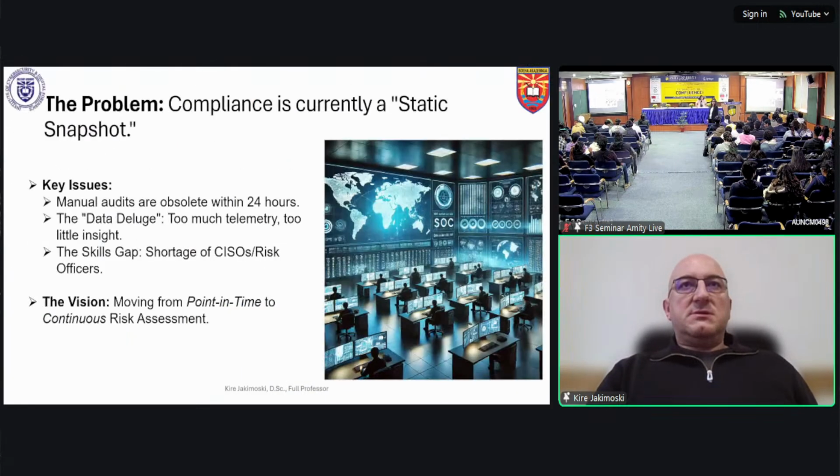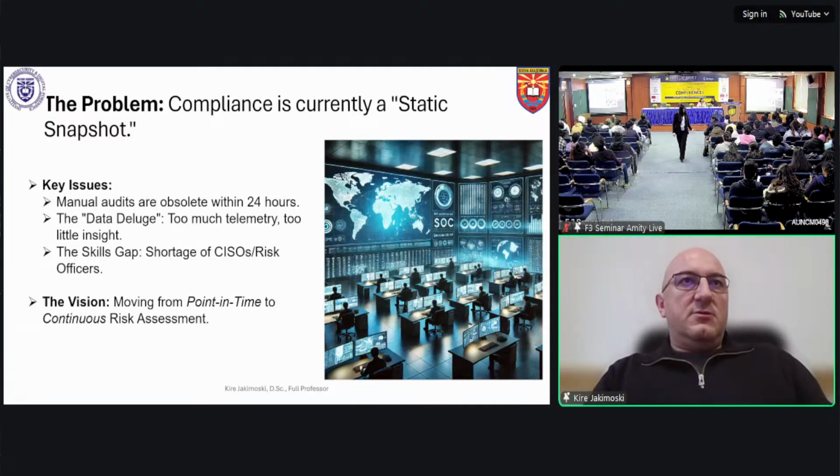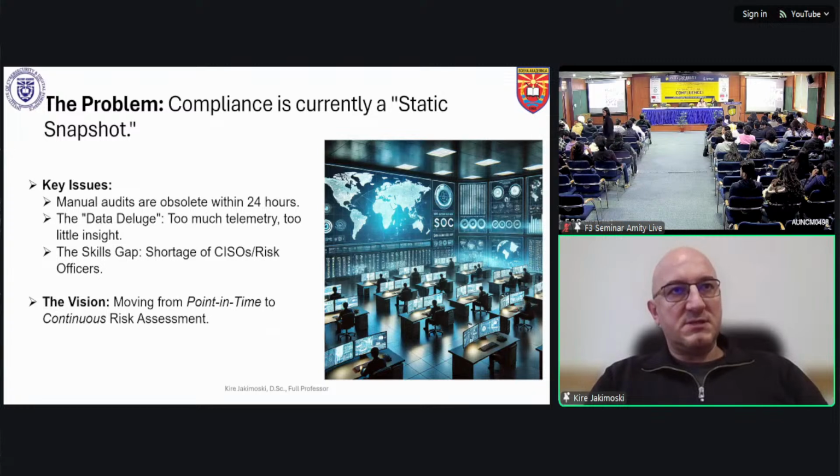So the key issue in this topic is that compliance is currently a static snapshot, and efforts are being made all over the world to automate it using the newest technologies. Why is this very important? Because manual audits on computer networks and systems, when we are doing cyber risk management, assessing the risks that could exist in our organizations and institutions that use computer systems and networks, become obsolete within 24 hours.